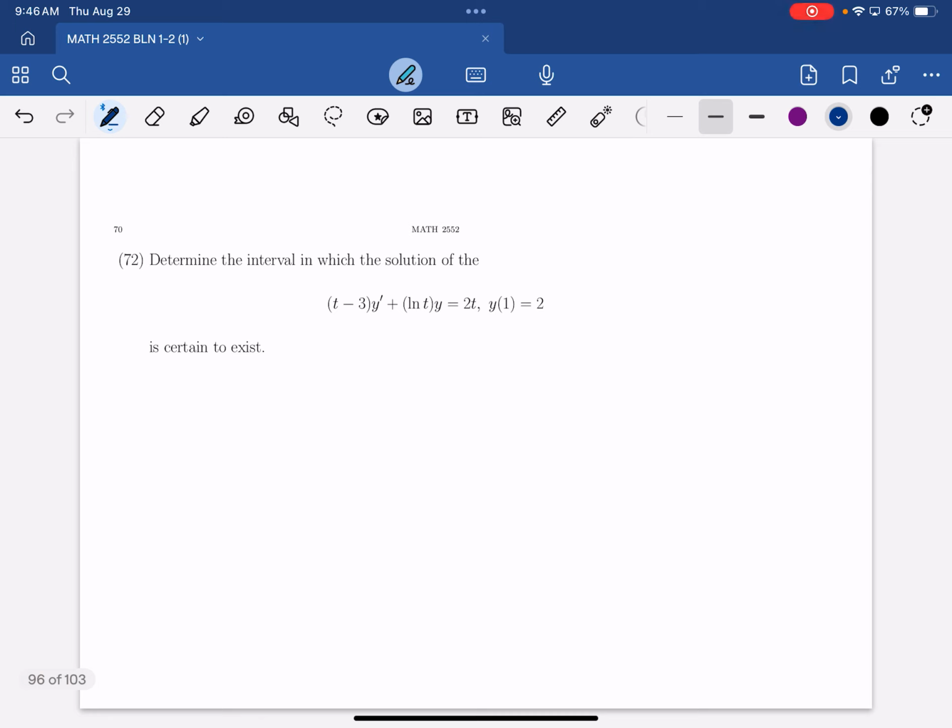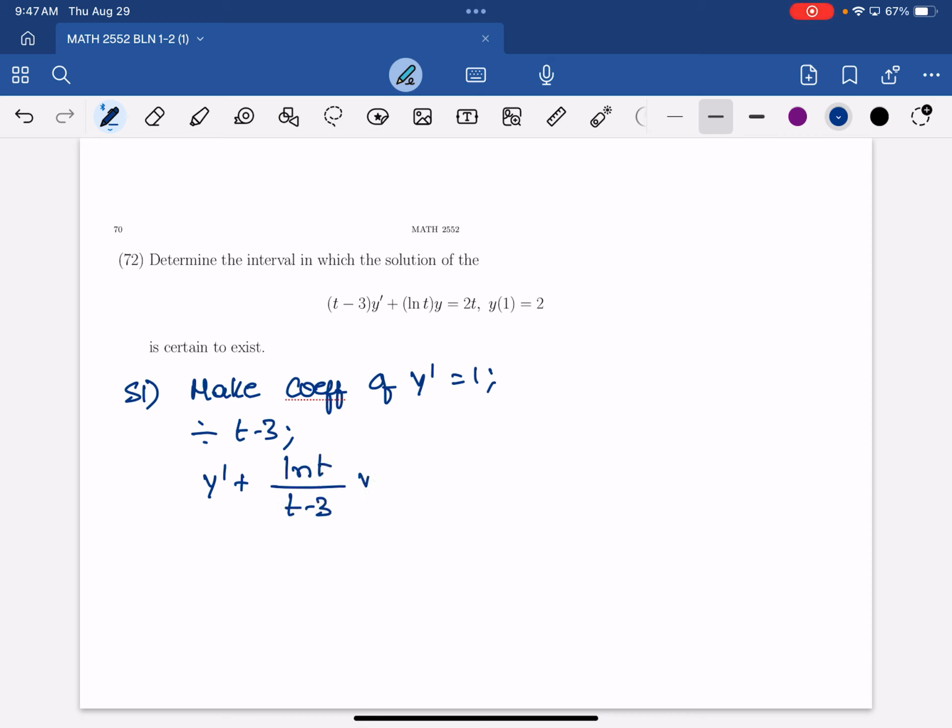Okay. Now, let's pick a problem like this. (t minus 3) y prime plus natural log of t times y equals 2t, and y of 1 equals 2. Step 1 is obviously to make the coefficient of y prime equal to 1. So you're going to divide by t minus 3. You are going to get y prime plus natural log of t divided by t minus 3 times y equals 2t divided by t minus 3.